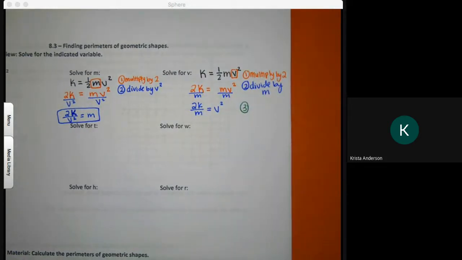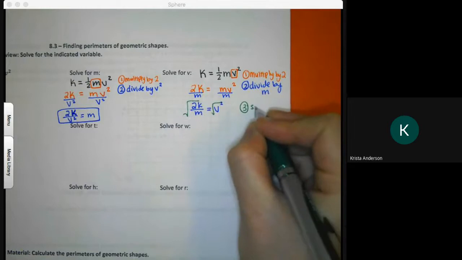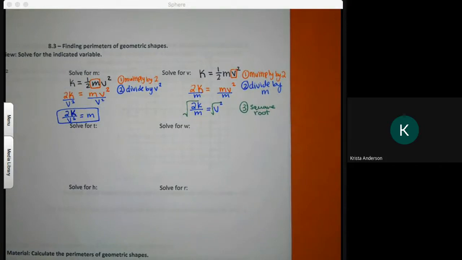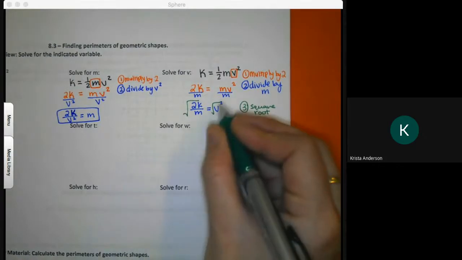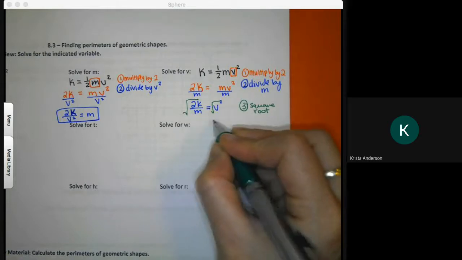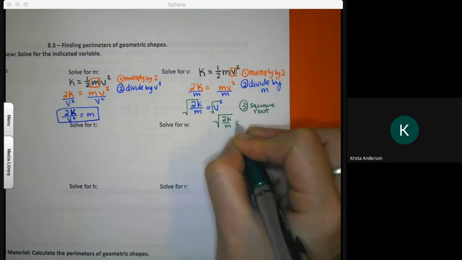Who remembers how to get rid of the power? This one's kind of weird. Get rid of the power of 2. Yes, square root. We square root it. Shh. You can talk after notes. I square root it, which gets rid of my power, and I would be left with, I ran out of room. 2k over m equals v.